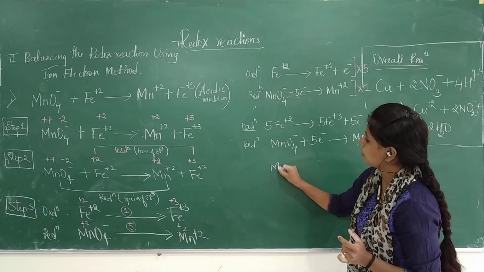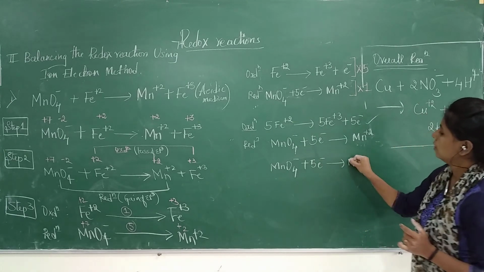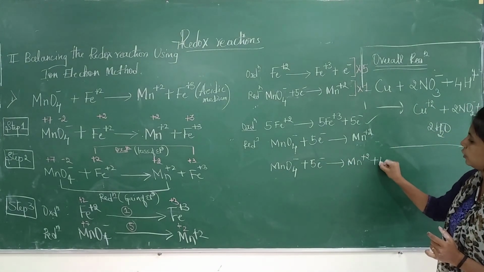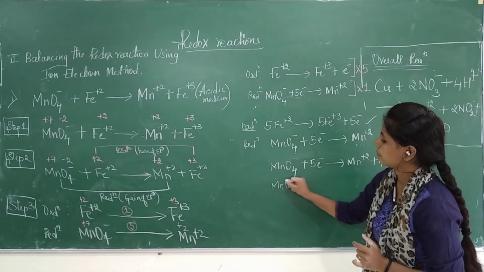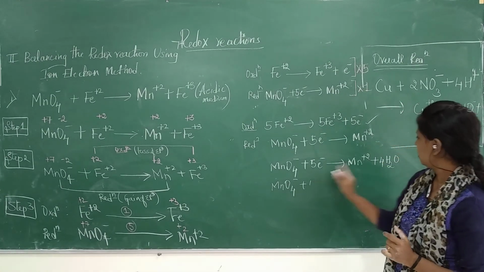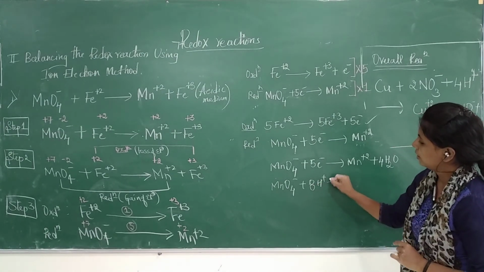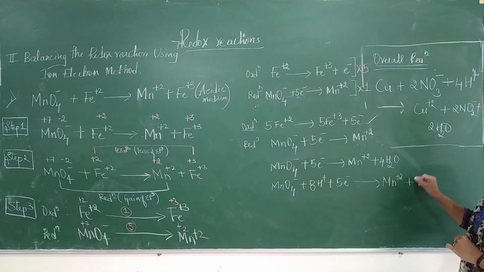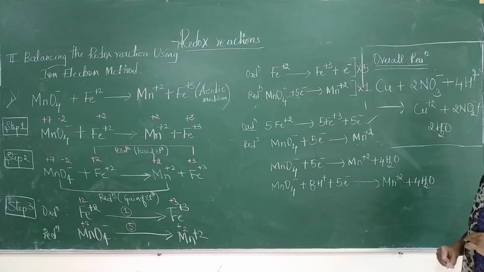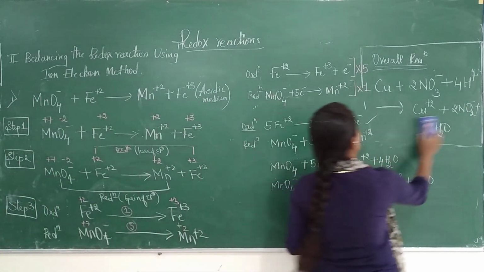So how many oxygen atoms are present here? 4. So you will write 4H2O. Okay. Next how will you balance hydrogen atoms? 4 into 2 it is 8 hydrogen. 8H plus, 5 electrons, Mn plus 2 and 4H2O. Now you need to add the oxidation half reaction and reduction half reaction. If you add both, what do you get? The redox reaction, that is our overall equation.